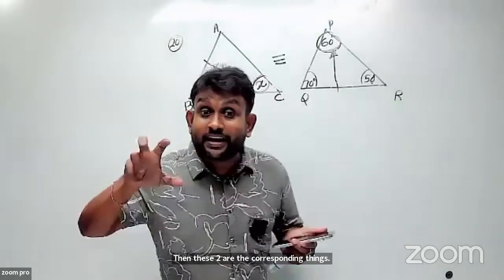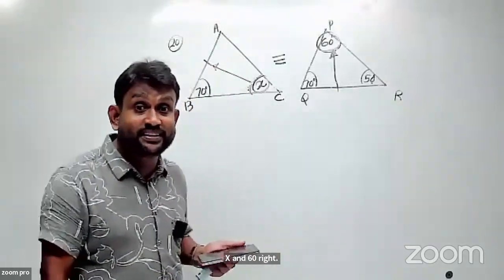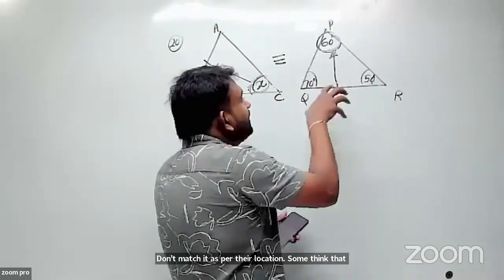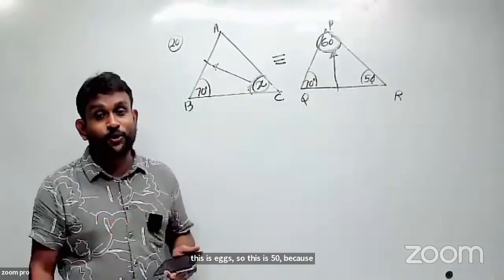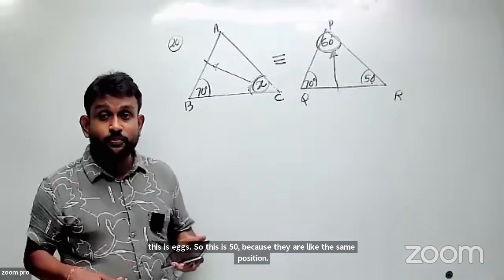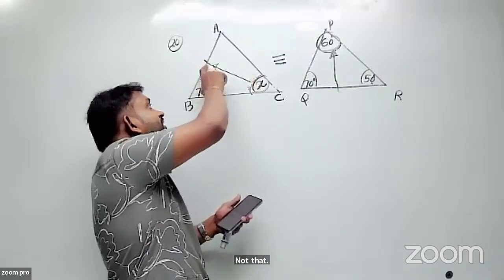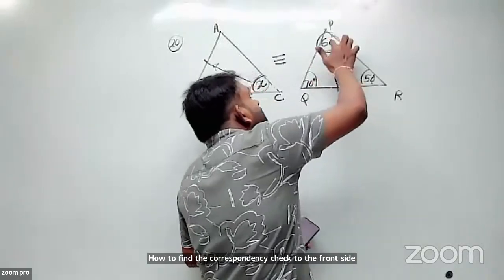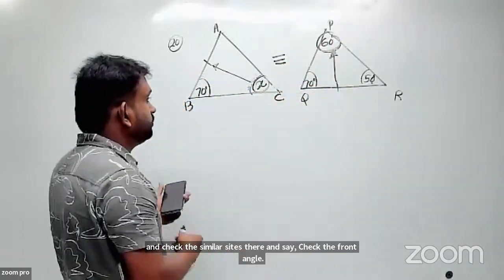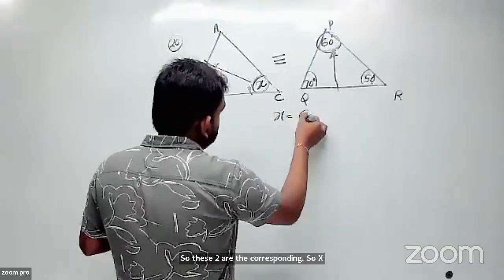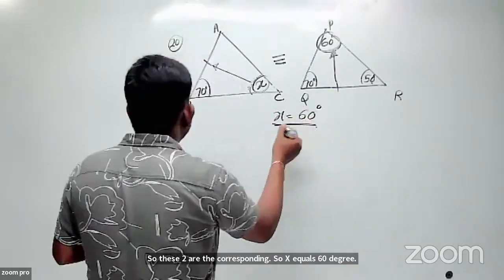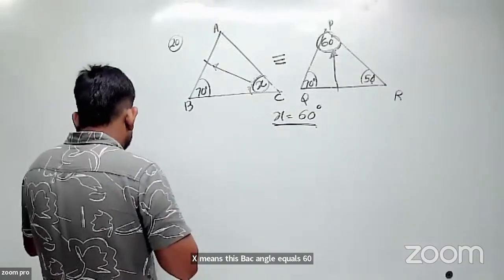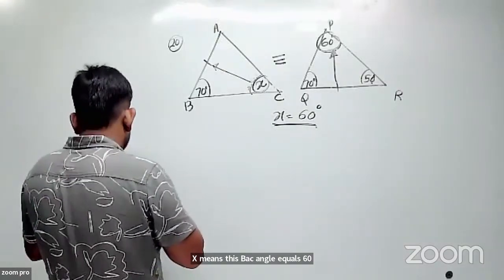Don't match it as per their location. Some students think that this is x, so this is 50, because they are in the same position. Not that. So how to find the correspondence? Check the front side, check the similar sides there, and check the front angle. So these two are the corresponding. So x equals 60 degrees. X means this BAC angle equals 60.